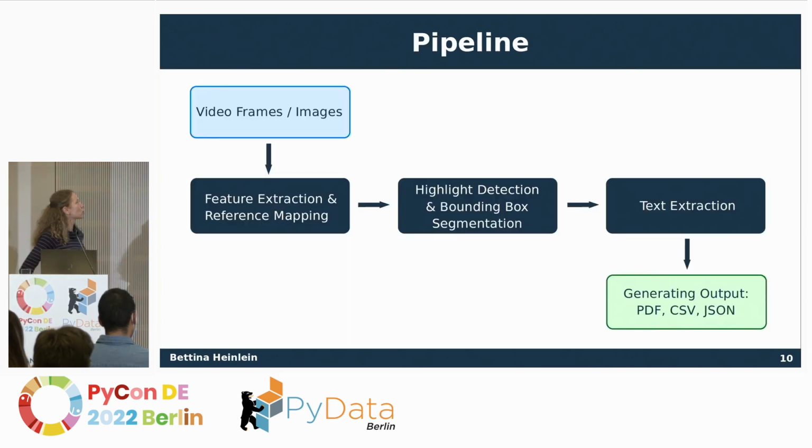And the actual pipeline we use looks like this. We have an input, which consists of a video stream, so basically a series of images. And for the text extraction part, we use the original PDF as a reference and extract images of every page from it, and then match our current image to this page and do a feature extraction on both of them to find the mapping between both of these images.